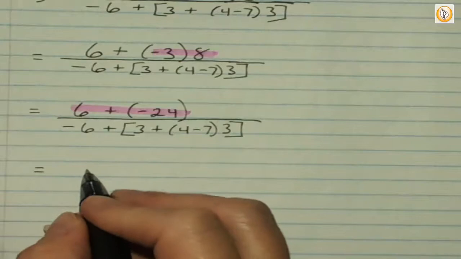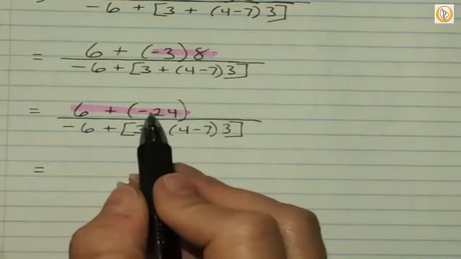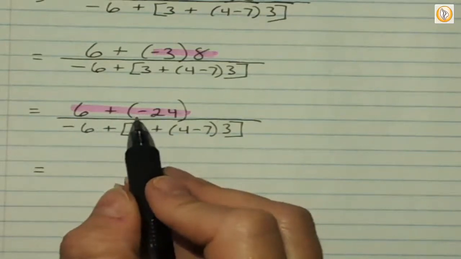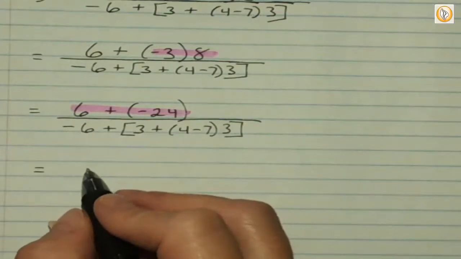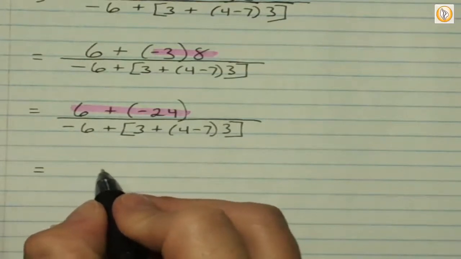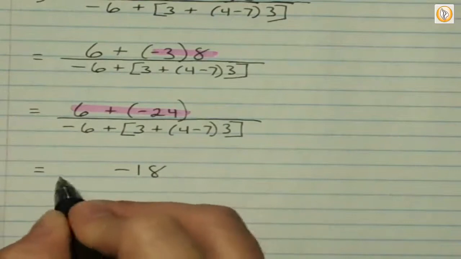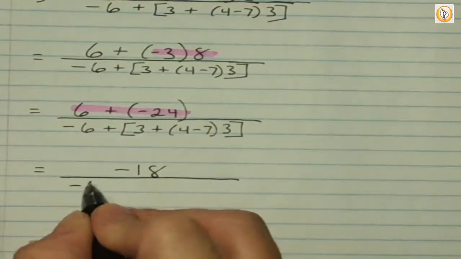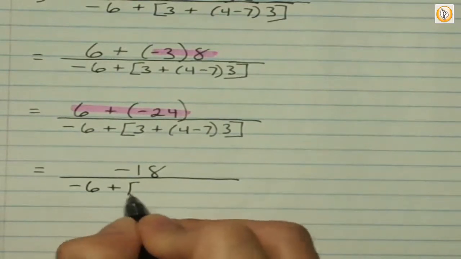Cecilia? I'm going blank, Miss Rogers, help me. Okay, you have a positive and a negative. You subtract. Okay. So, what do you get? 24 minus 6. Negative or positive? There you go. Good job.